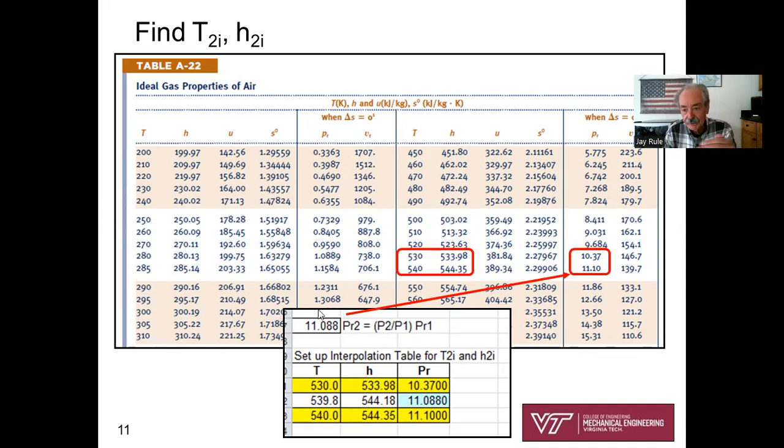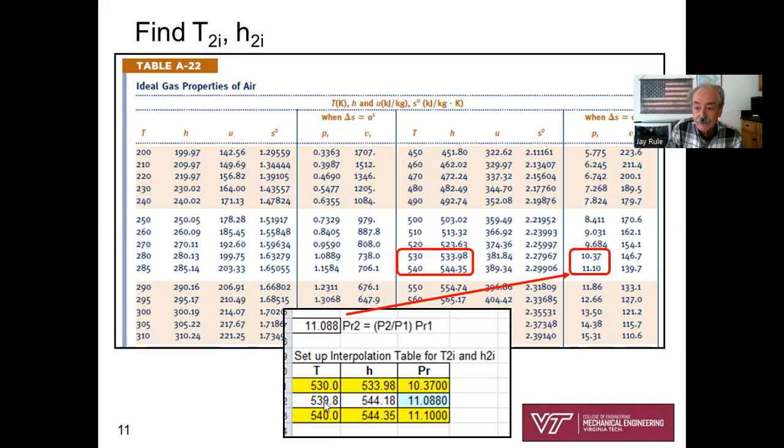Now the temperature is getting hotter, so we've got to come way over to the right-hand side and look for the number 11.088. I don't see it exactly, but it's close to 11.1. So it's in between 530 and 540. It's in between these two enthalpy values. So we will interpolate. We'll set up a little interpolation table. Okay, here's my number, 11.088. We've got to determine these two numbers in the white cells.